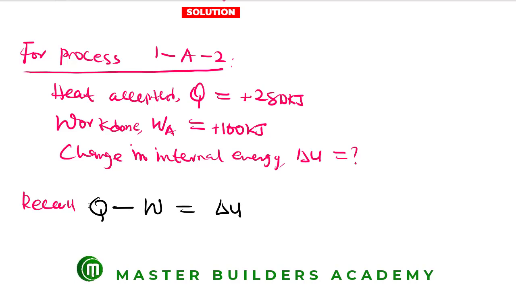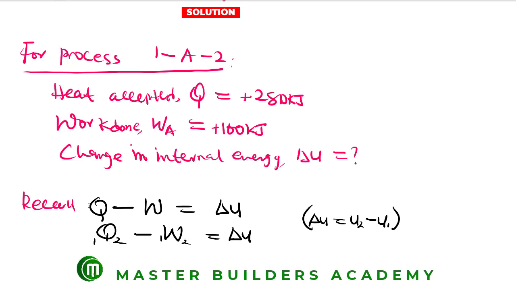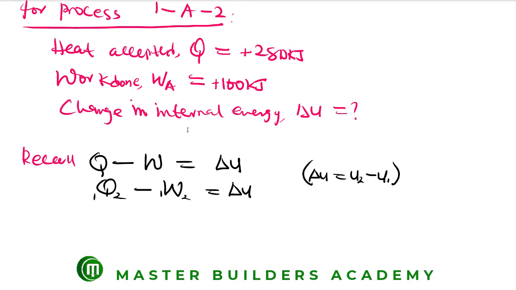And then because this is process 1 to 2, we can just call this Q1 to 2 minus W1 to 2 equals change in energy. Now to make this clear, change in energy here becomes U2 minus U1, because U1 is taken to be the initial point, from 1 to 2. So change in U is equal to Q1 to 2 minus W1 to 2.